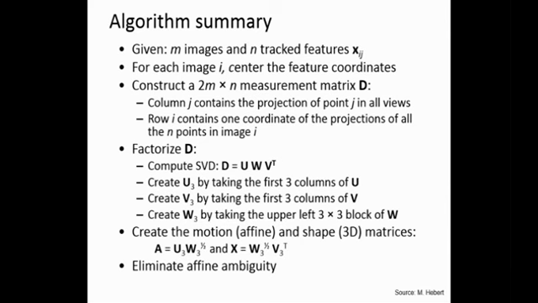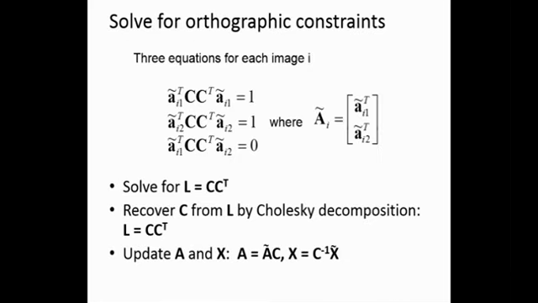That gives us our A tilde and X tilde, and then we eliminate the affine ambiguity using the equations that were shown in the previous slide, by solving a least squares problem. I've written it down as an equality, but you're going to end up being over-constrained because you have 3 equations for every camera. So you have a whole set of constraints, and you want to solve for the L that minimizes them in a least squares sense.